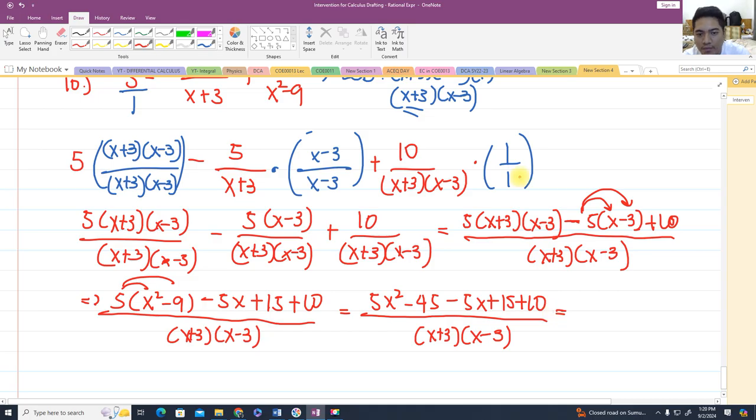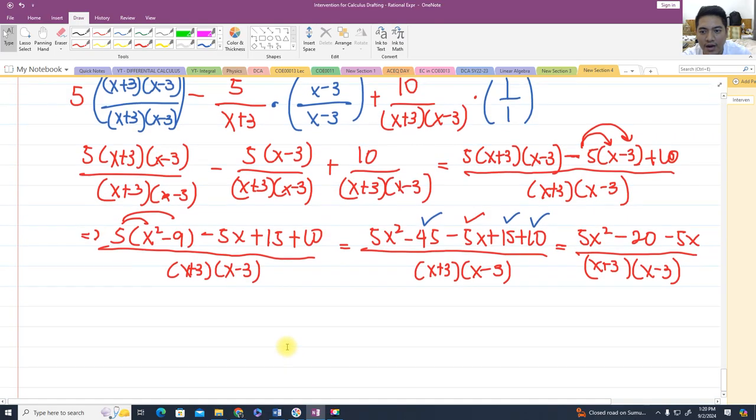Okay, so 5x squared, can we simplify? Nothing. For negative 45, you have negative 45 in here, and then you have positive 15 and plus 10. So 15 plus 10 is 25. So 25 minus 45 is negative 20. Okay? Then you have minus 5x here. Then you have x plus 3. Then you have x minus 3.